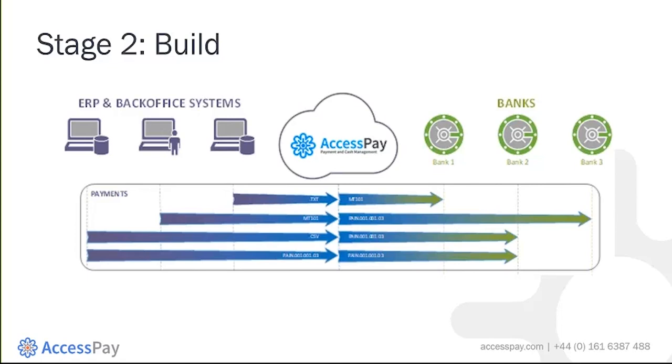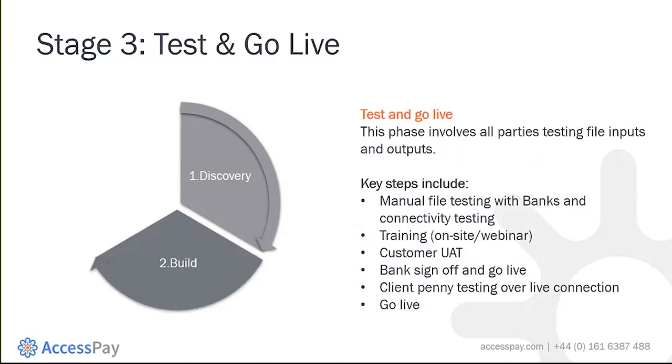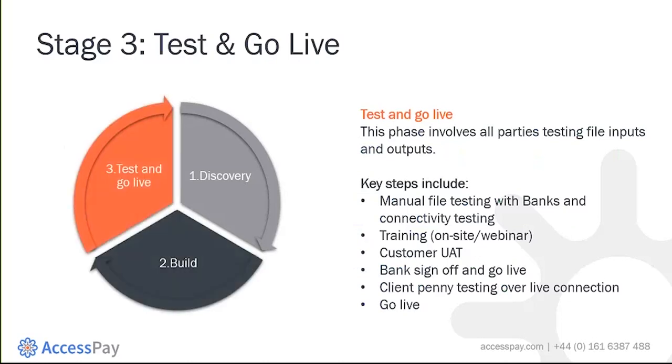And then the final stage in the 3-stage implementation is the test and go live. Now each part of this stage involves a varying amount of input from you, the customer. We have manual file testing, we'll complete training in this stage. There is your own customer user acceptance testing, or UAT for short. We'll have bank sign off and then penny testing over live connection, and finally go live. The aim of this phase is to ensure that the build has been completed correctly and all your files can be delivered and processed correctly by your banks. We'll now look at the 4 phases of testing within this stage.